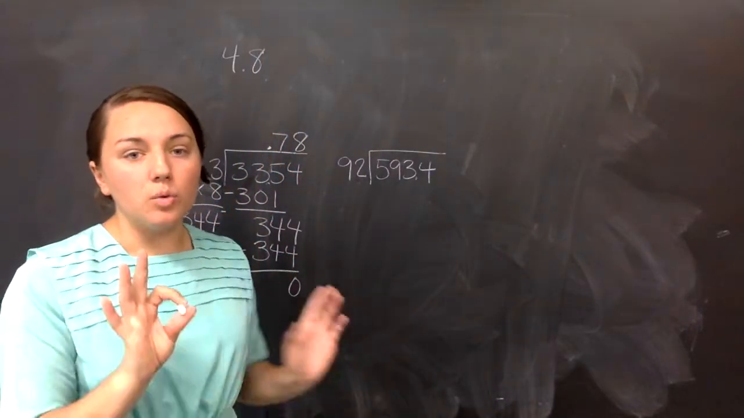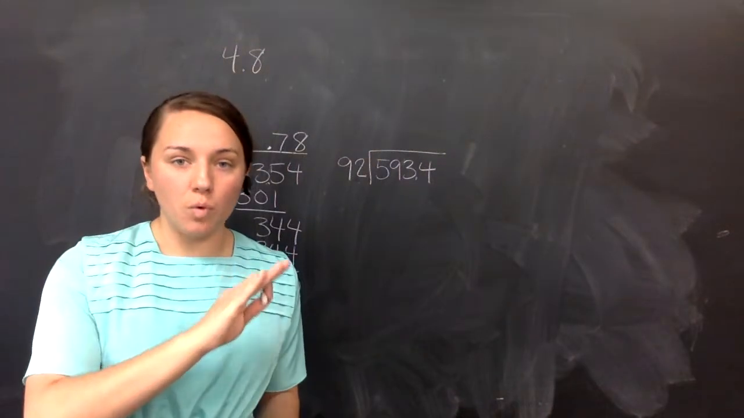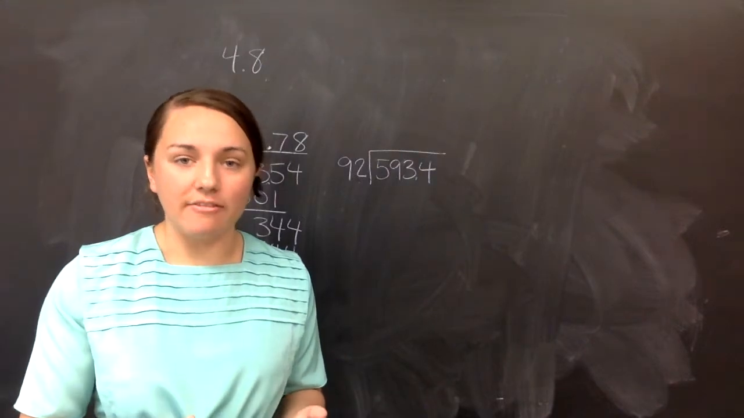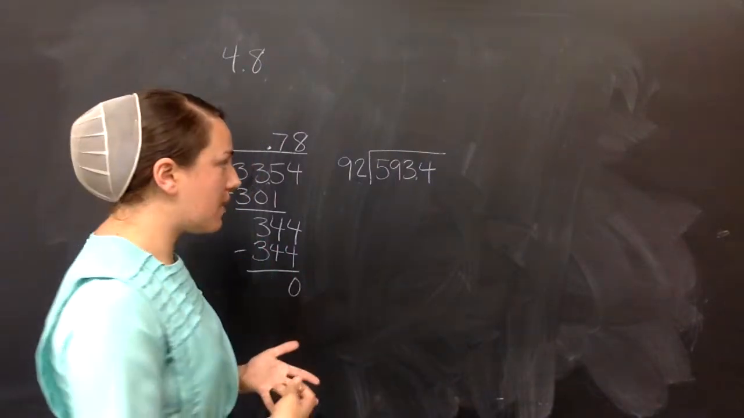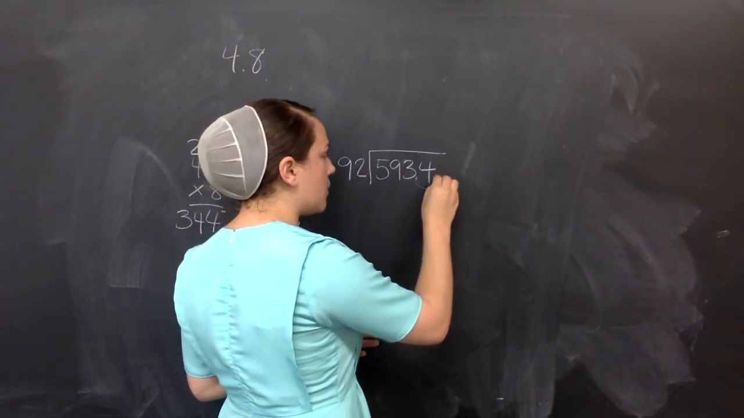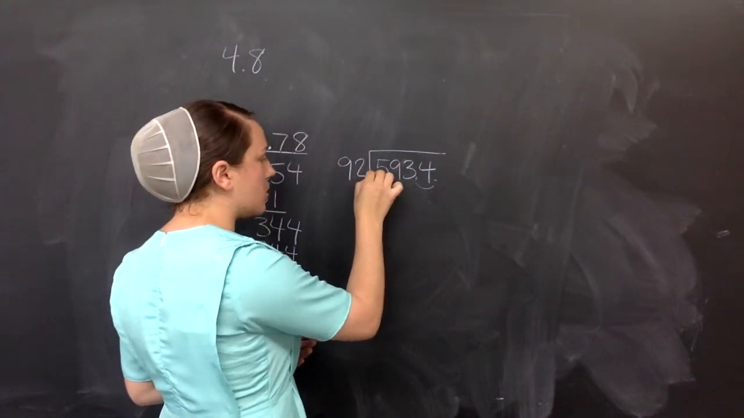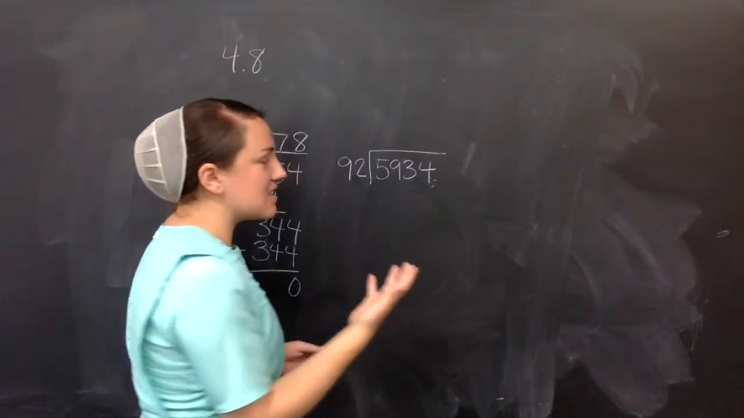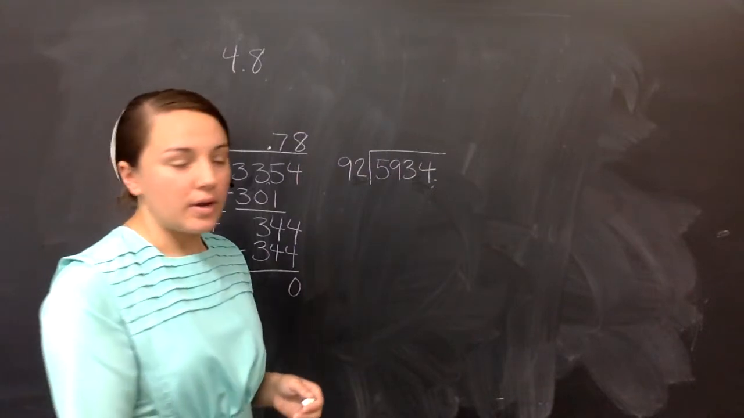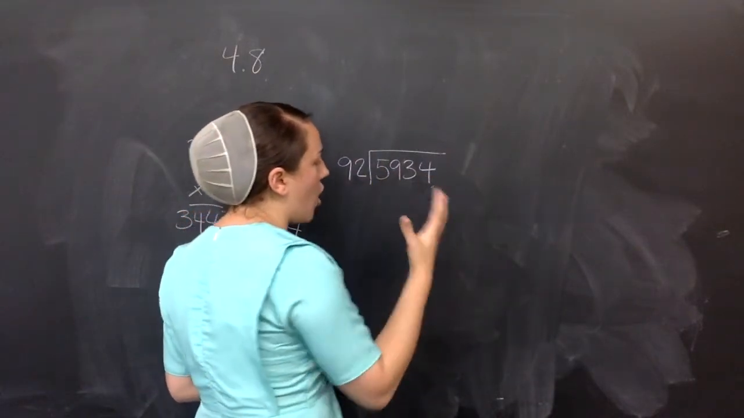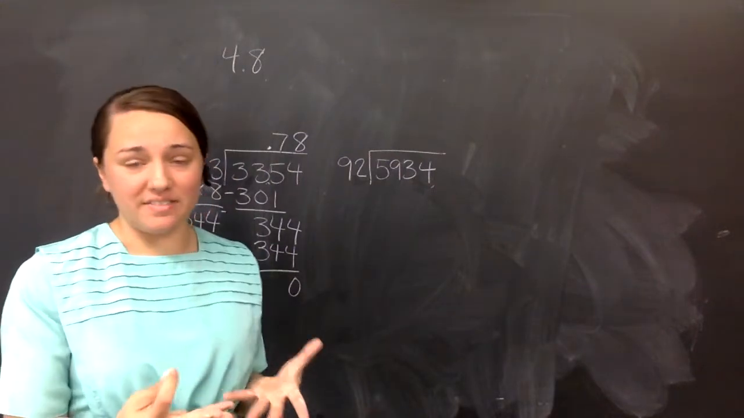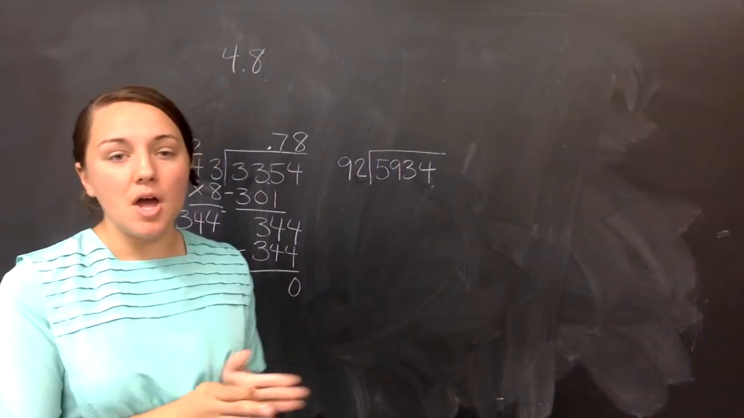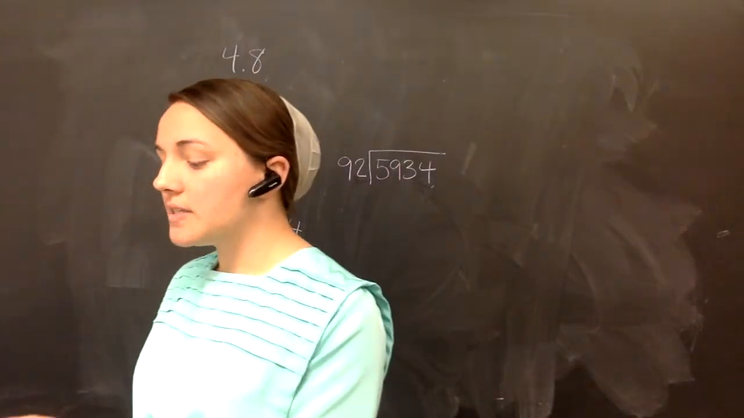Okay, now remember, when you multiply by a power of 10, you're just moving your decimal point to the right, however many zeros you have in the number you multiplied by. So we're multiplying by 10, so we're just moving our decimal point 1 place to the right, and that's what we did here too. Okay, so now we have 92, and we have 5,934. So we can just get rid of that because they're all the way to the right. Now we can divide.